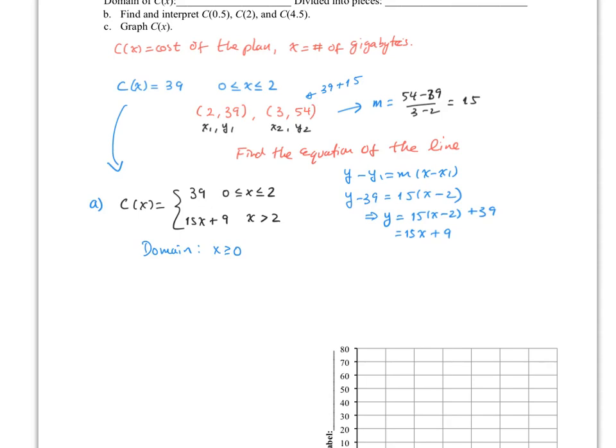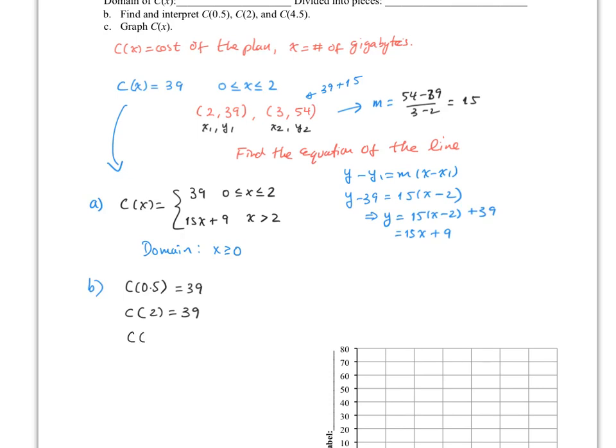C of 0.5, which means you're only using half of a gigabyte. But remember, the plan is $39. You use between 0 and 2. It doesn't matter how many you use between those two. So therefore, this is equal to 39. So you only use half of a gigabyte, you still have to pay $39. Now, what about C of 2? Well, this is also 39 because it was up to 2.